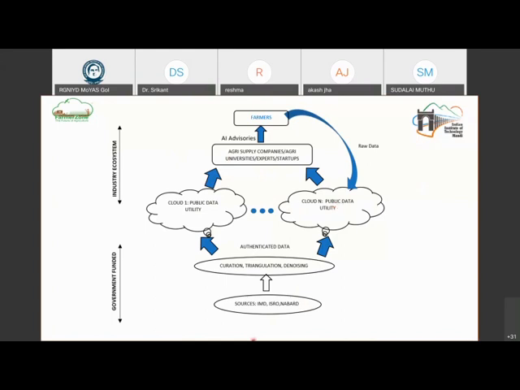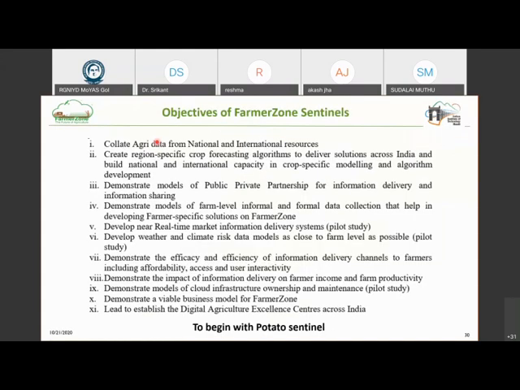So we have data from government sources, we have data from private sources, which is not written here. I should have put it. And then collection of data from farmers, then doing all the data analysis, the curation of the data and denoising and all of that, doing the machine learning, giving the advisories. Advisories can go directly to farmers, or it can go to these various supply companies, universities, experts, and startups. Okay. The objectives are then to collate agri data from national and international resources, region-specific crop forecasting algorithms.